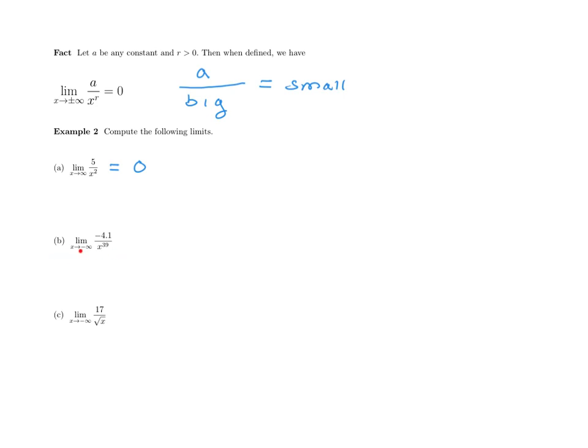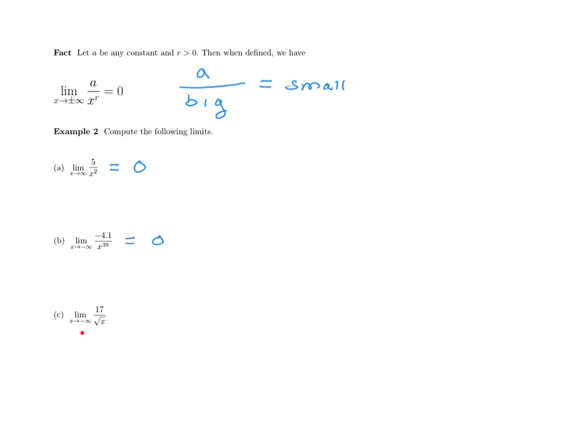What about for part B? The difference here is we're going towards negative infinity. Here a is negative 4.1, and r is 39. Well, this x to the 39 is going to be really huge, like way larger than this. So it's still something over a big number, meaning the result will be small. So this is also 0.